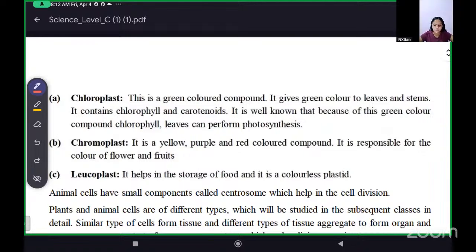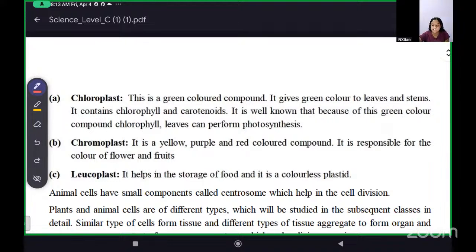Now, chloroplast is responsible for the color of the leaves. Okay, this is a green colored compound. It gives green color to leaves and stems. Now this chloroplast contains chlorophyll and carotenoids, through which leaves can perform photosynthesis and give green color to the plants.